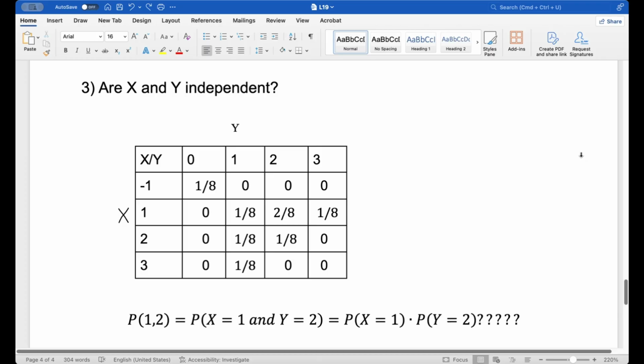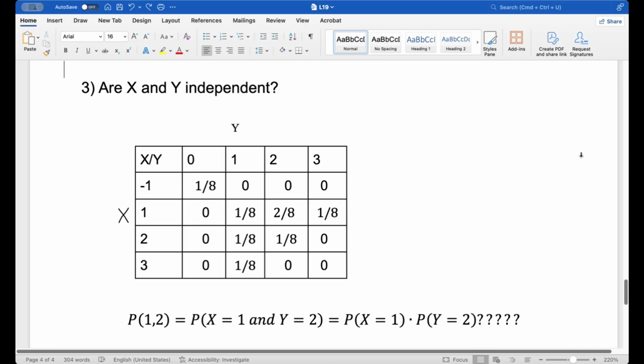One example left here. We're given the joint PMF of two discrete random variables, x and y, and we're asked to determine whether or not they're independent. There are a couple ways to do this. You could check a conditional probability. I'm going to work with the probability of the intersection being a product situation.